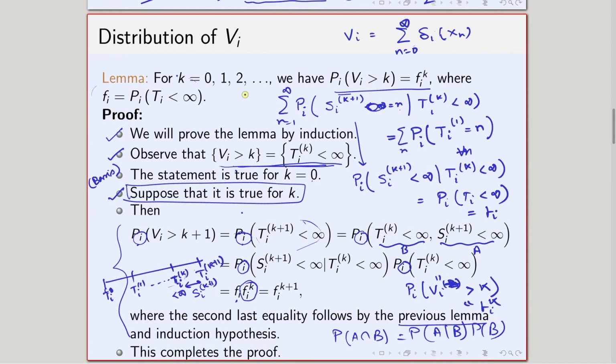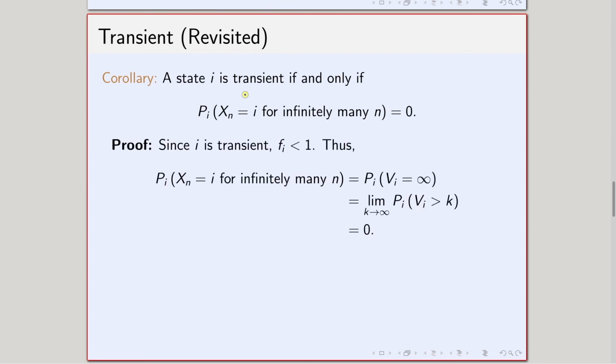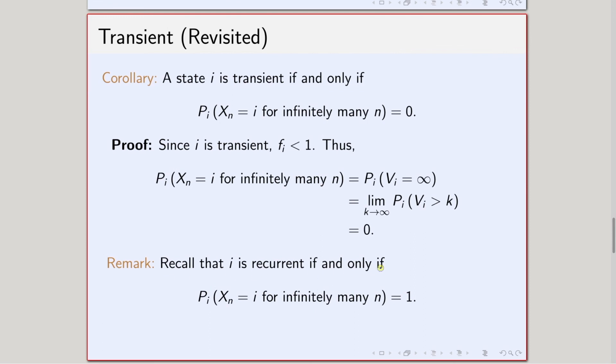So, this is the distribution of Vi. Now, let us again revisit the transient. Just recall that in case of the recurrent, we have shown this result. I is recurrent if and only if, starting from I, we keep on visiting the state I throughout the excursion of the chain, throughout the process of the chain. When the chain goes to the future times, the ith state comes back again and again. That statement we have seen earlier.